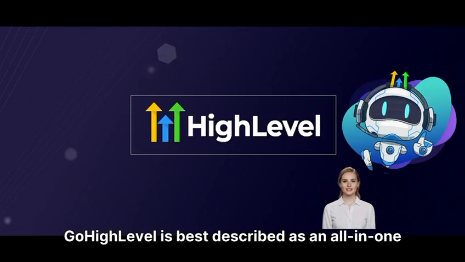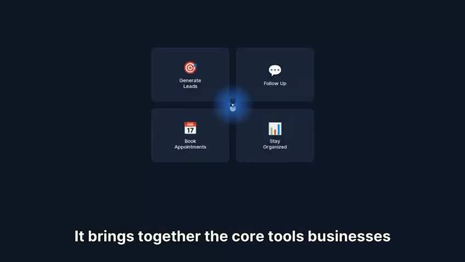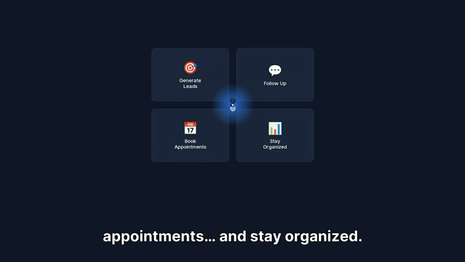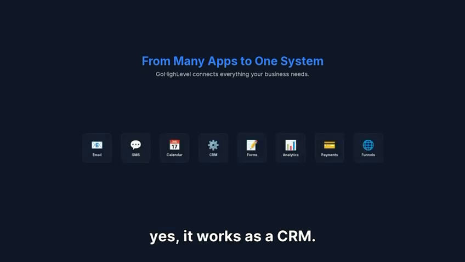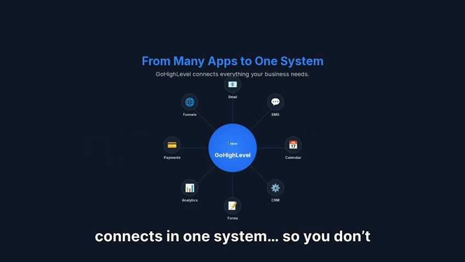GoHighLevel is best described as an all-in-one sales and marketing platform. It brings together the core tools businesses need to generate leads, follow up, book appointments, and stay organized. Some people call it a CRM, and yes, it works as a CRM, but the bigger idea is that everything connects in one system, so you don't have to bounce between multiple apps.